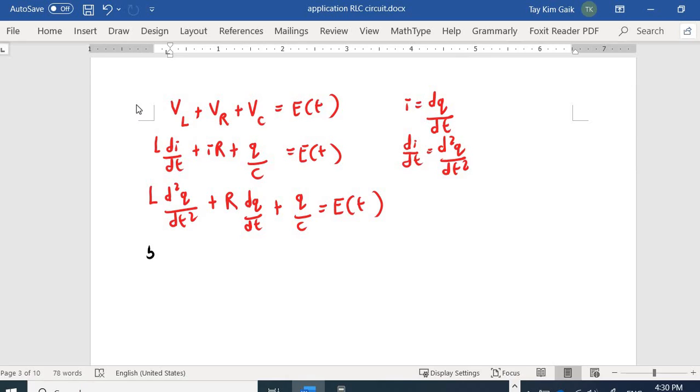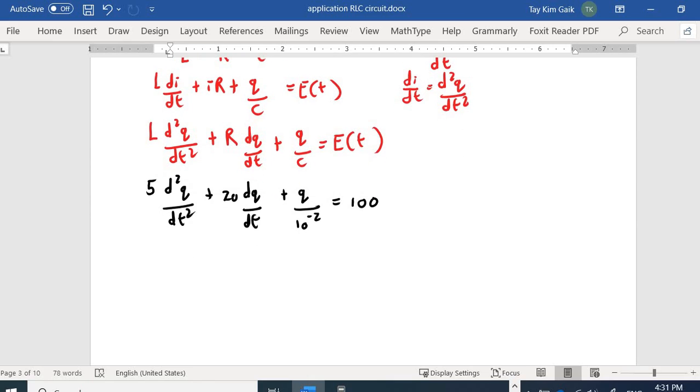So L is 5, so I have 5 d²q/dt². R is 20, dq/dt. And then C is 10 to the power of negative 2. E(t) is 100. Then divide both sides by 5. So d²q/dt² plus 4 dq/dt plus, 100 divided by 5, which is 20q equal to 20.